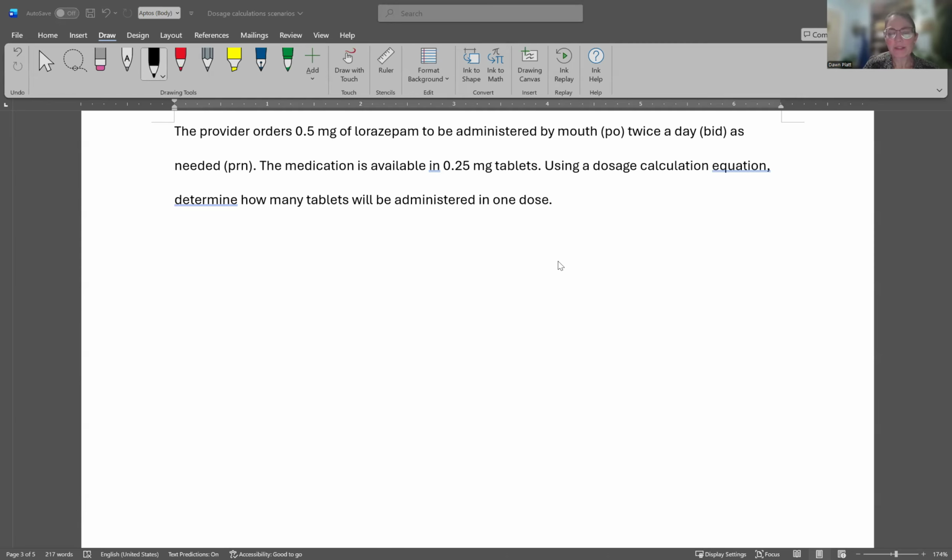Hello, medical assistant students. I have another scenario, a medication order, to review with you, having to deal with some decimal points. So let's get started. Again, the concept is still the same. You've got your equations, one of the two you can use: D over H equals X over V, or A equals D over H times Q.